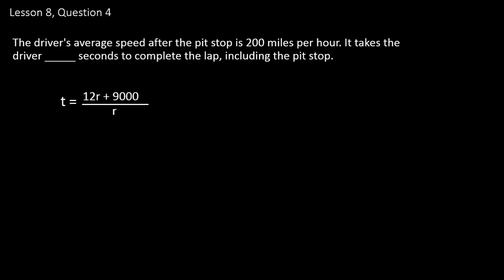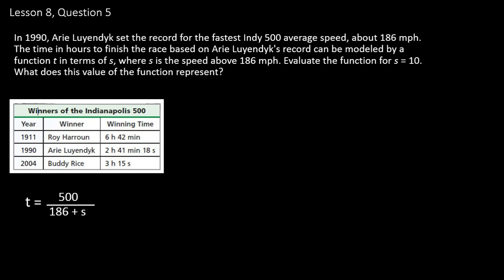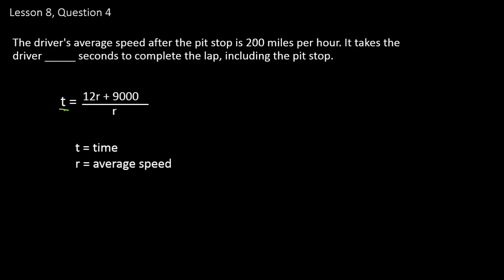Question 4 says, the driver's average speed after the pit stop is 200 miles per hour. It takes the driver blank seconds to complete the lap, including the pit stop. Alright, well, we're given this equation, t equals 12r plus 9,000 over r, and we were just given r, the average speed of the driver. So from here, if we're told that r is equal to 200, just plug in 200 and solve for t. Note that your time needs to be in seconds.